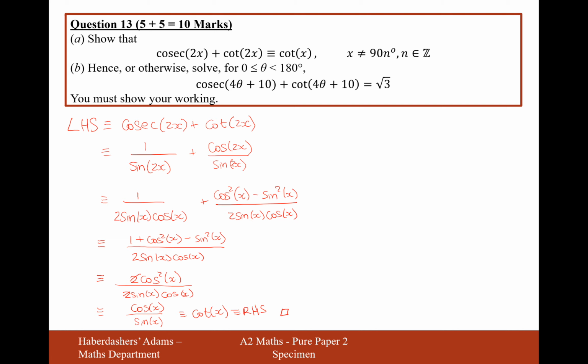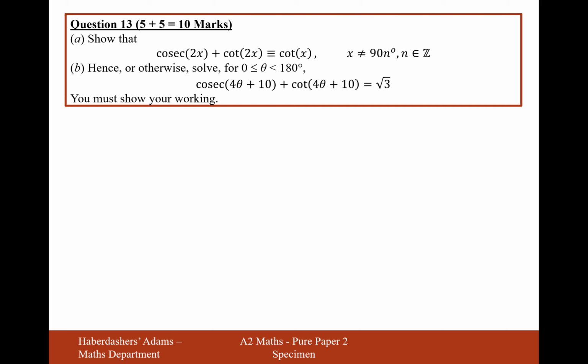Great, so awesome proof there. So we first of all wrote out cosec and cot in terms of sine and cos, expanded our double angle formulas, and then the trick here was to spot that 1 take away sine squared was cos squared. Now I've got 2 cos squareds on the numerator there, and cancel out the 2, cancel out the cos, and you're back to cot x.